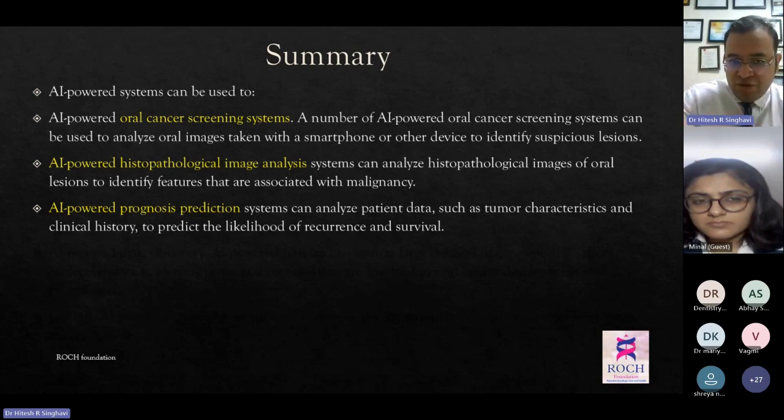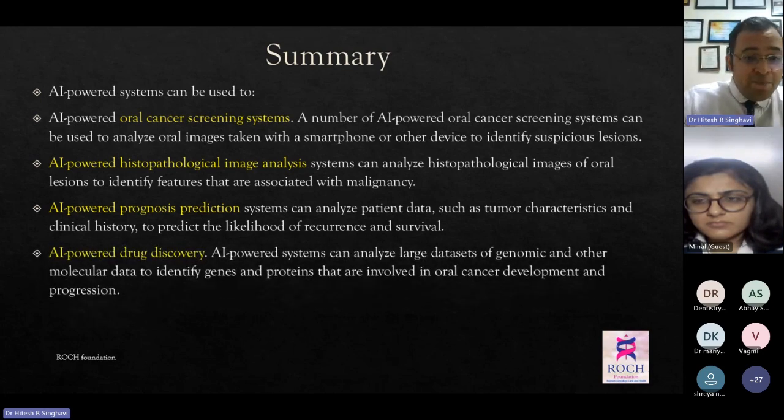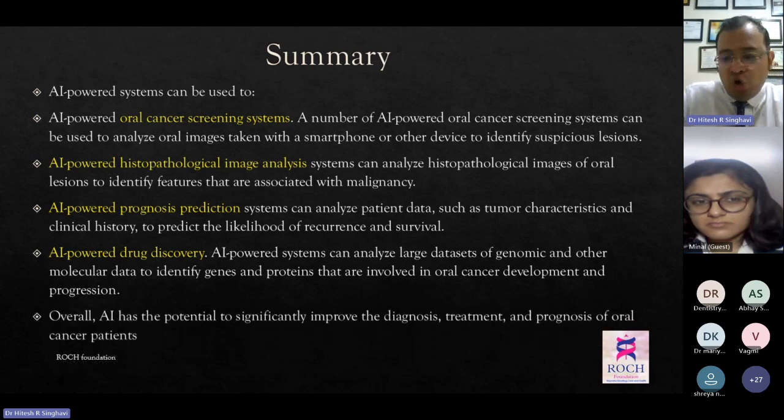On the internet, one of the data sets shows the median transformation rate of certain leukoplakia. AI powered drug delivery systems, which we have not discussed because I thought medical oncology is not part of today's lecture. So AI powered systems can analyze large data sets of genomics and other molecular data to identify genes and proteins that are involved in oral cancer development and progression, therefore involved in targeted therapy. So overall, AI has the potential to significantly improve the diagnosis, treatment, and prognosis of oral cancer patients.